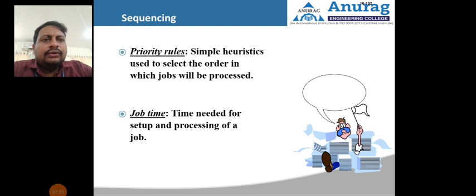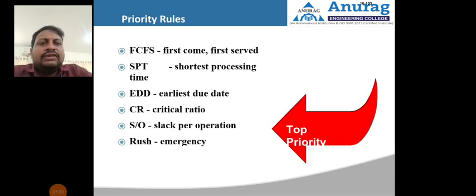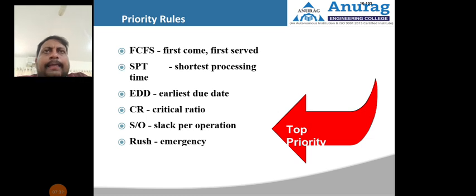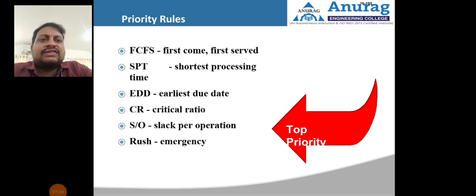So we have priority rules, which are used to select the order in which jobs will be processed. In the scheduling rules, under primary sequencing rules, we have different types of priority rules. The first one is FCFS, first come first serve.